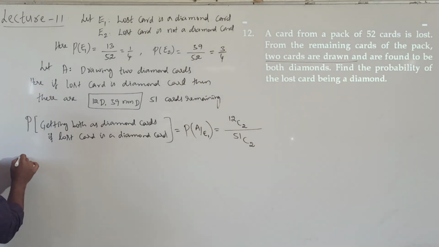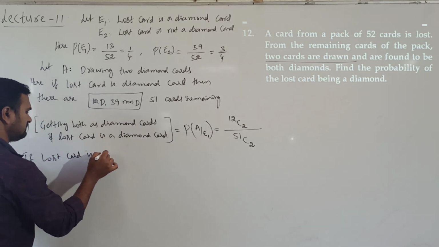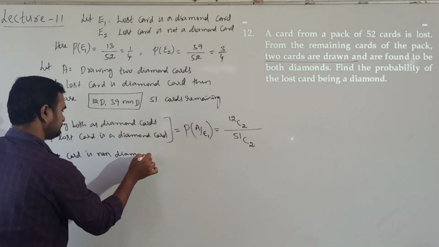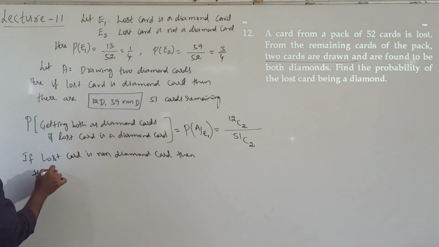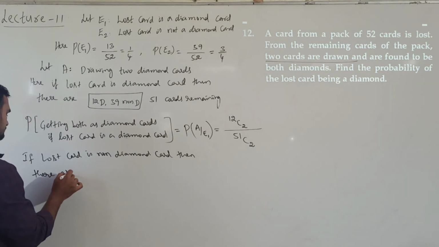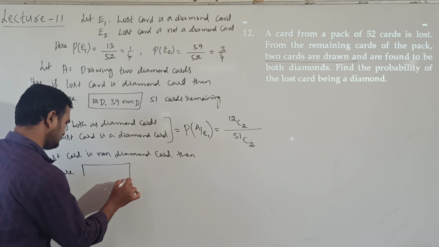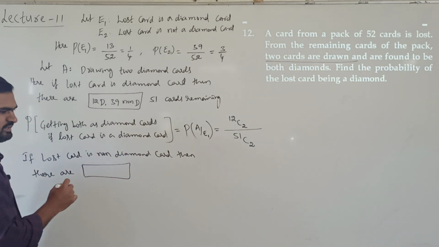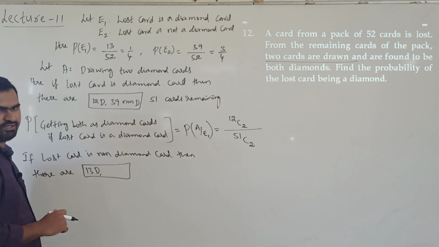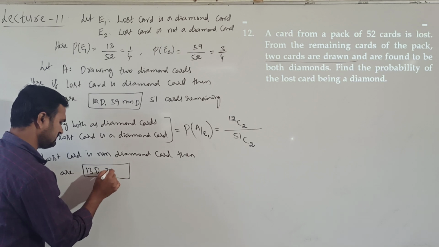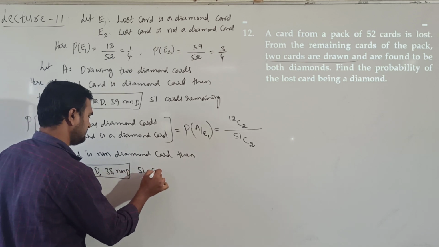Next, suppose the last card is non-diamond. Then in those 51 cards, how many diamond cards are there? 13 diamond cards are there, but one non-diamond card is lost, so there are 38 non-diamond cards remaining. Okay, so total 51 cards are remaining.